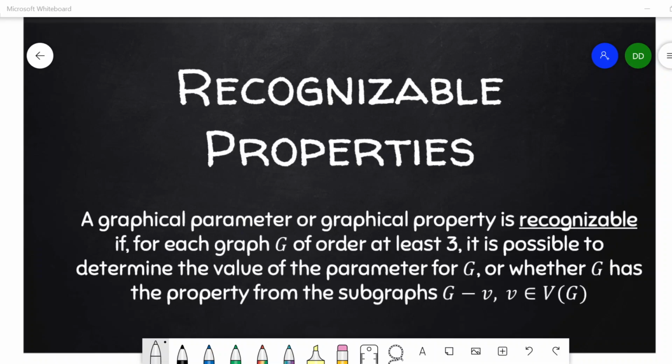In this video, I'll talk about and prove some recognizable properties of graphs. I mentioned this in the previous video, but here I'll define exactly what is meant by a recognizable property.